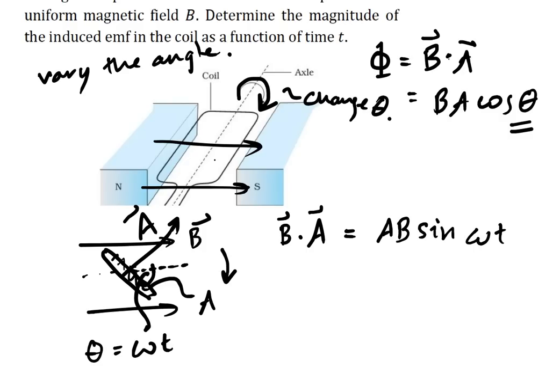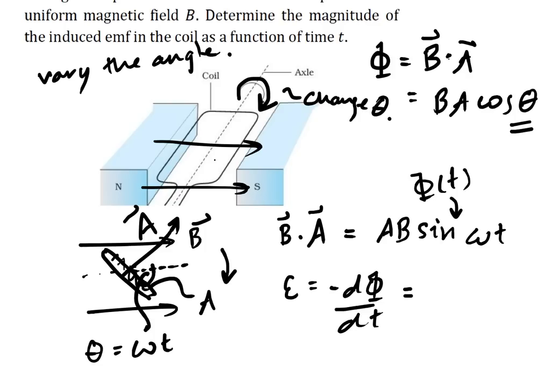So this is where we can define the magnetic flux as a function of time. When you define the magnetic flux as a function of time, you can easily find the induced EMF. So you can just differentiate this one, and then here's what you're going to get: the EMF as a function of time, as a cosine function.